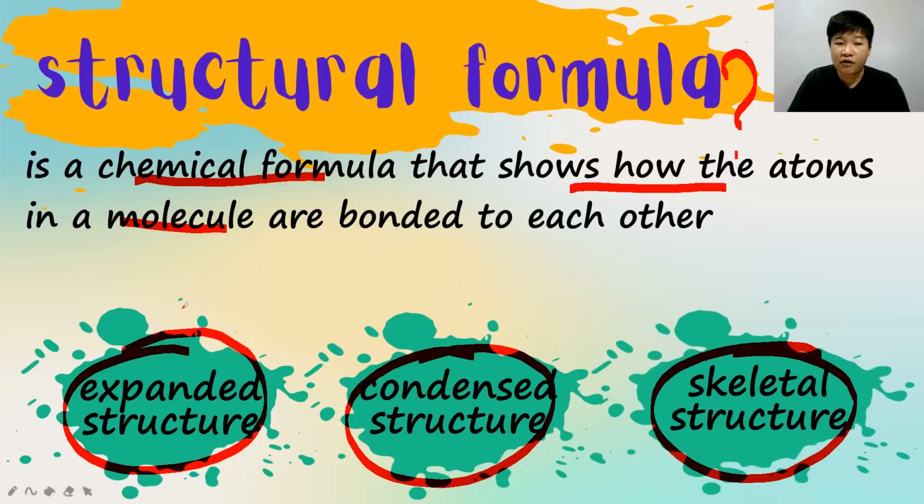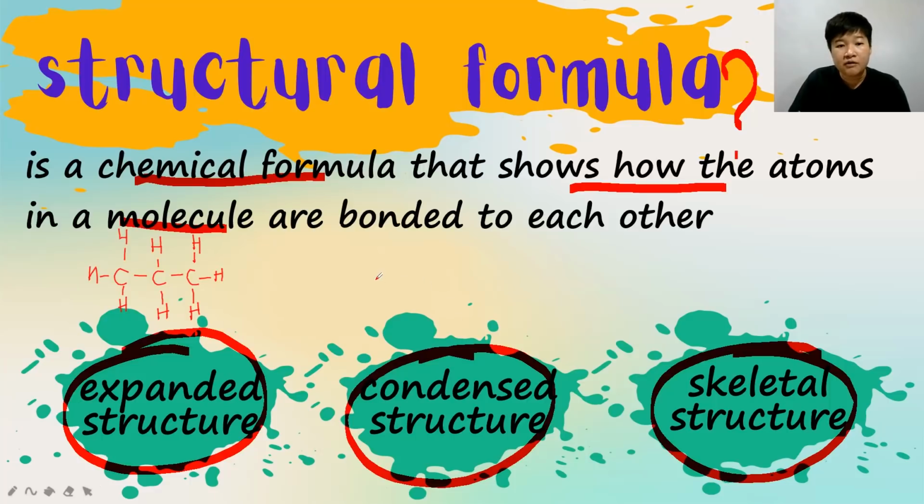A very simple example of expanded structure, condensed structure, and skeletal structure is something like this. Expanded means we are going to show everything. Don't worry, we are going to look into it in detail. So for example, I have my propane. My propane is a CH3. And in the expanded structure, you are going to show everything, all the atoms and all the bonds. While in the condensed structure later on, you are going to hide all the single bonds between carbon and hydrogen.